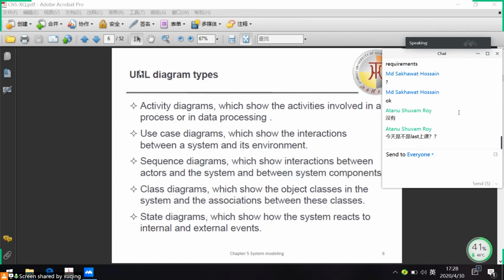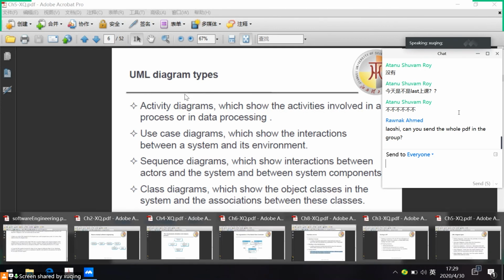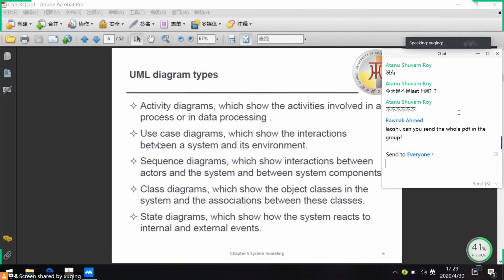It is the last class today. So from next week, you will be free during these 3 times. The whole PDF. What do you mean? The exercises, I have sent them. Also, for each chapter, I have also sent them in the WeChat group.